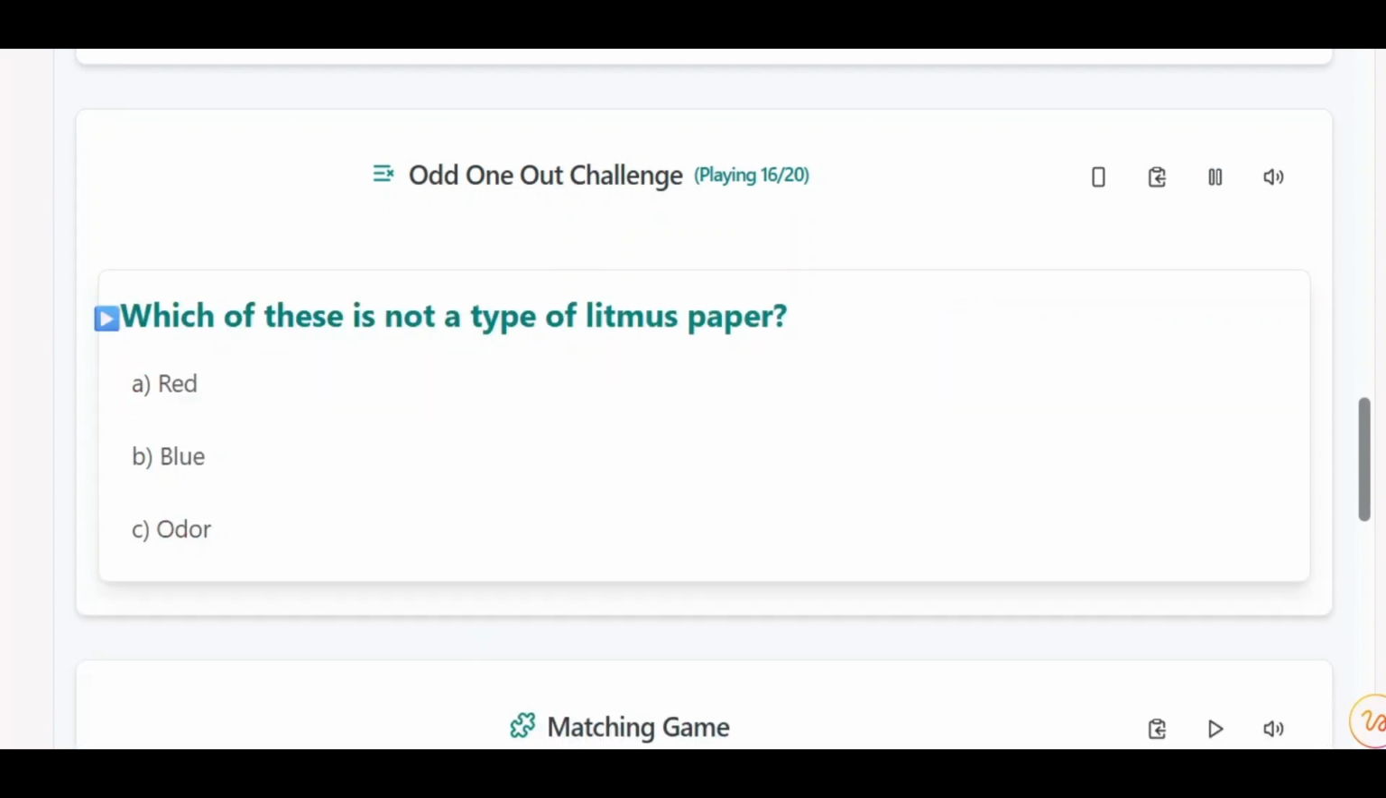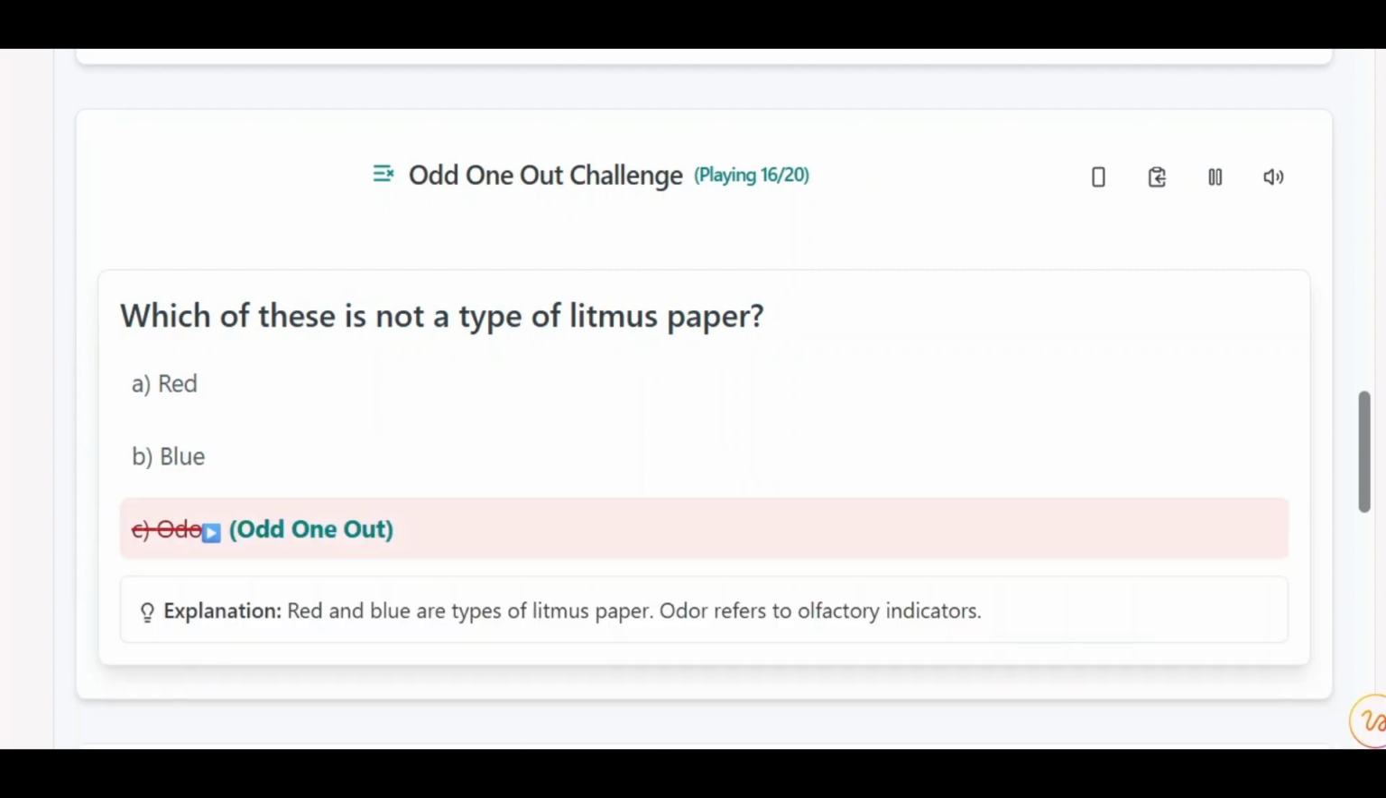Which of these is not a type of litmus paper? Red, blue, odor. The odd one out is odor, because red and blue are types of litmus paper, while odor refers to olfactory indicators.